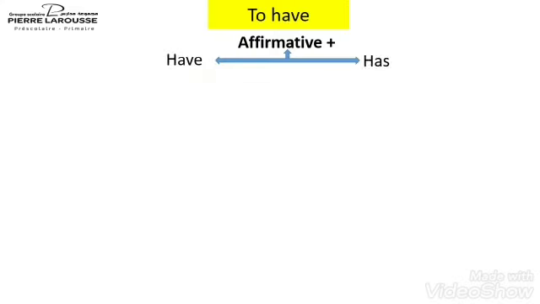So, as I told you, today's lesson is about verb to have in the present. And let's start very quickly with the affirmative form. In the affirmative form, it's very easy and clear. This is verb to have in the affirmative form: have and has. When I say have, I use it with I, you, we, and they. So I say I have, you have, we have, and they have.